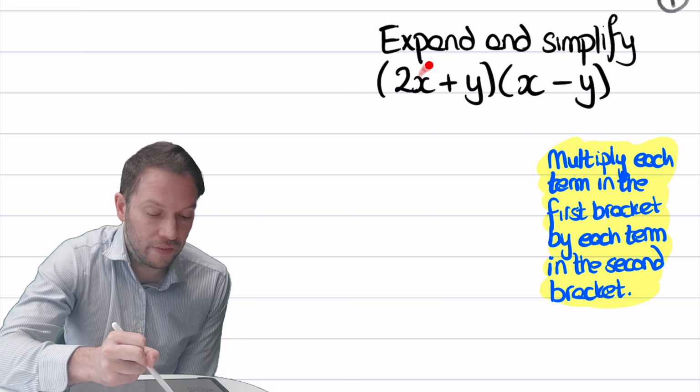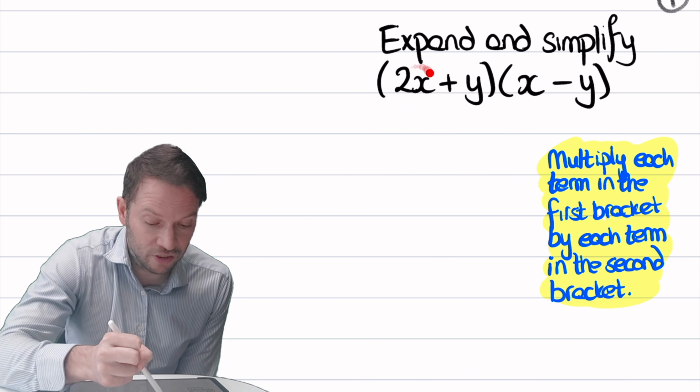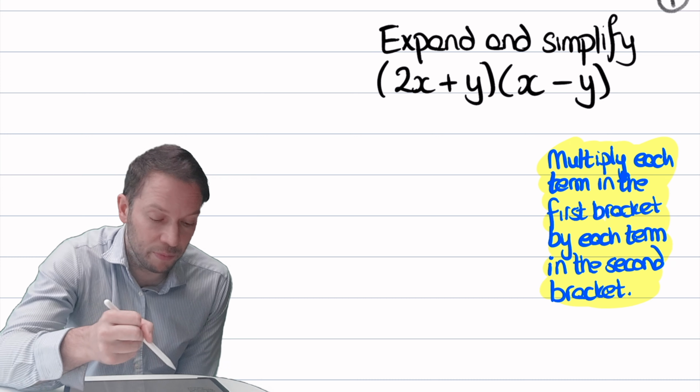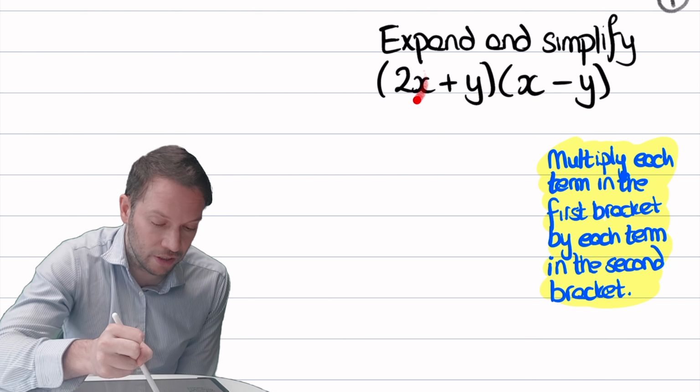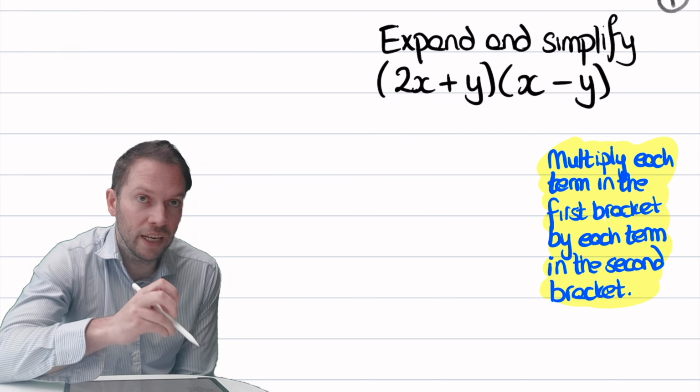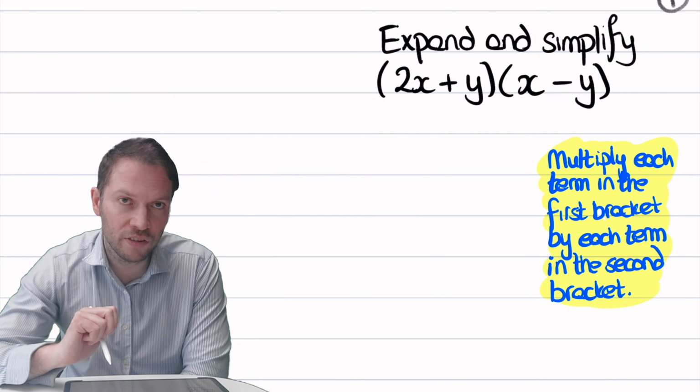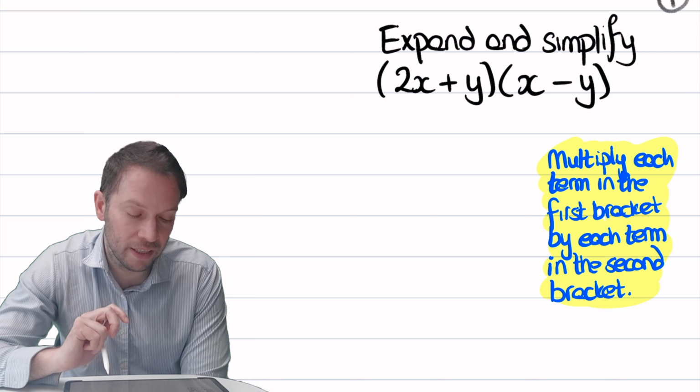So I pick something from the first bracket, like let's say the 2x, and then I pick a term from the second bracket, let's say the minus y, and then I multiply them together. So I do the 2x times by the minus y, and then you do all the different combinations of doing that, and that will be your expanded brackets.